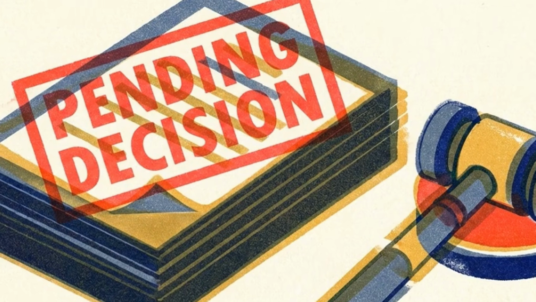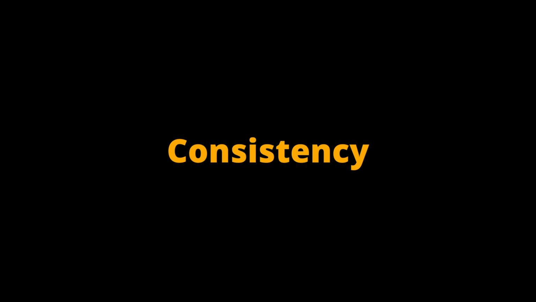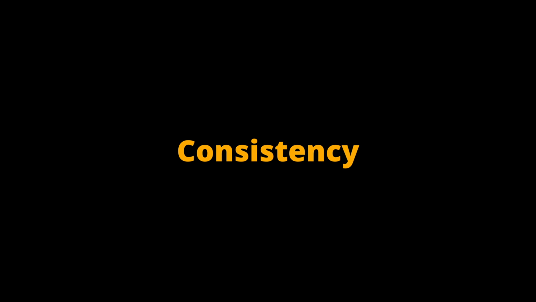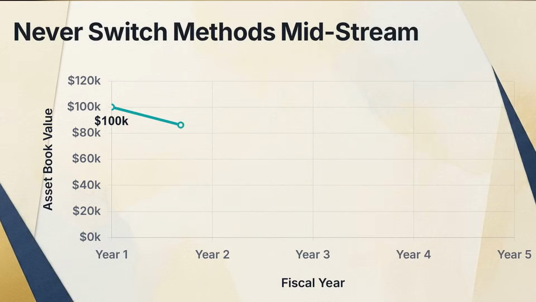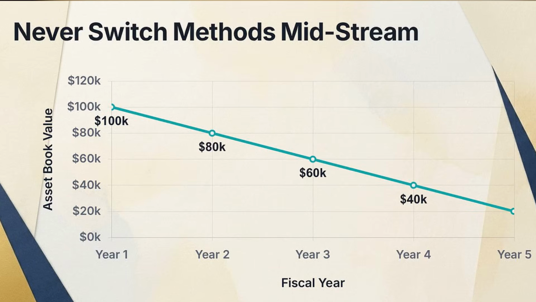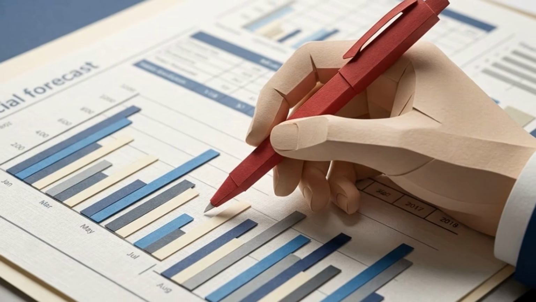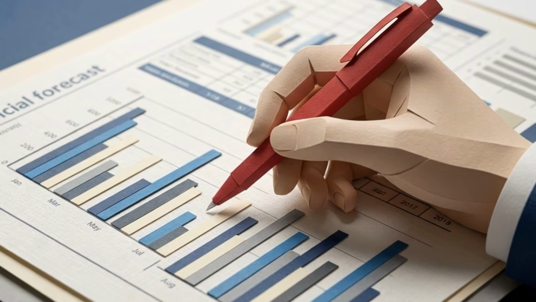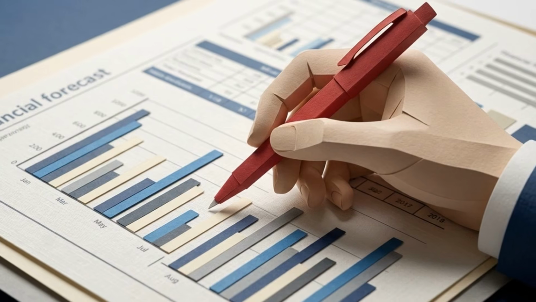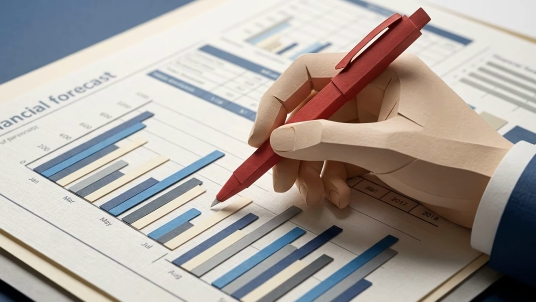Moving on to the third one, which is consistency. Now this one is exactly what it sounds like. Once you choose an accounting method, you stick with it year after year. You can't switch your depreciation method from straight line to reducing balance just because it makes your profit look better this year. Consistency ensures that when you compare this year's number with last year's number, you are comparing apples to apples and not apples with mango.